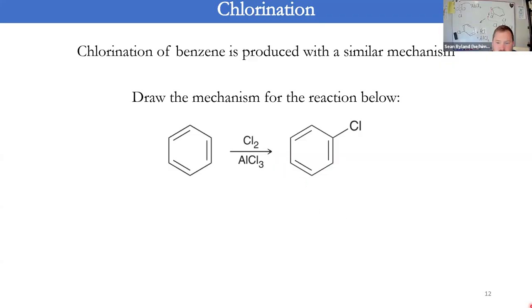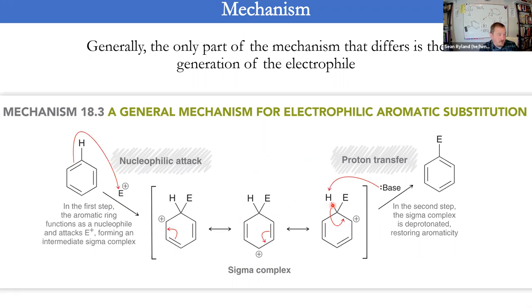And sometimes if you have a strong enough nucleophile, you don't even really need a Lewis acid necessarily. Sometimes just an acid catalyst is enough. But here's the general case where they're just replacing the specific electrophile with just this E with a positive charge. So this E with a positive charge is just indicating that it's an electrophile, the same way that when we did SN1 and SN2, sometimes we used Nu to signify a nucleophile. This is just E signifying an electrophile, right? But it's nucleophilic attack makes the sigma complex, proton transfer, and that remakes the benzene ring.